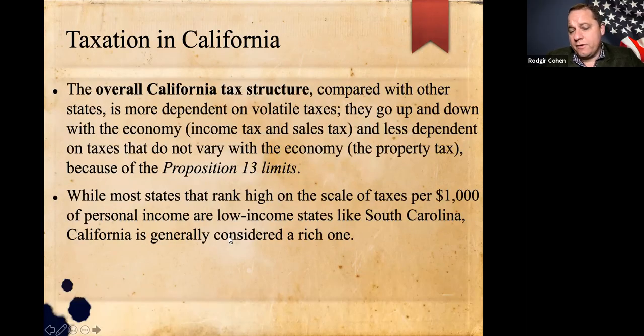The overall California tax structure, compared with other states, is more dependent on volatile taxes. They go up and down with the economy, like income tax and sales tax, and it is less dependent on taxes that do not vary with the economy. Proposition 13 limited property taxes. While most states that rank high on the scale of taxes per $1,000 of personal income are low income states like South Carolina, California is considered a rich one.